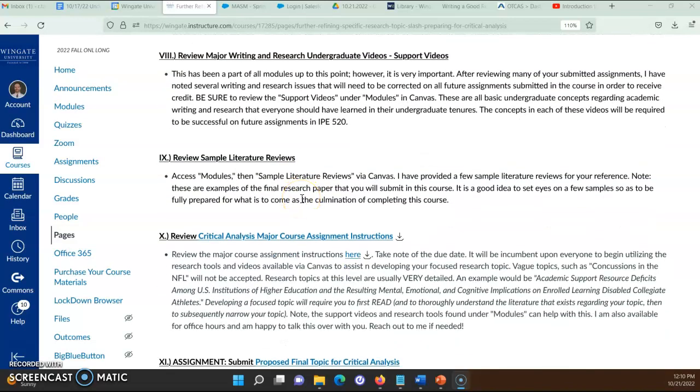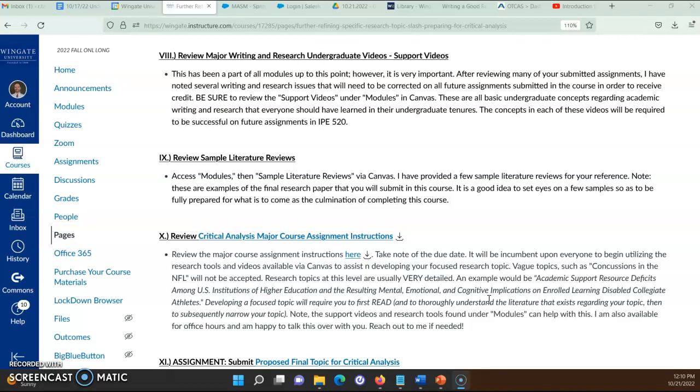Also, take a look at the sample literature reviews under modules at the bottom. There are 2. Take a look particularly at the language, how people are utilizing an academic tone and translating their ideas in a way that is very academic. It's very objective. There's no personal pronouns or anything like that. So take a look at those.